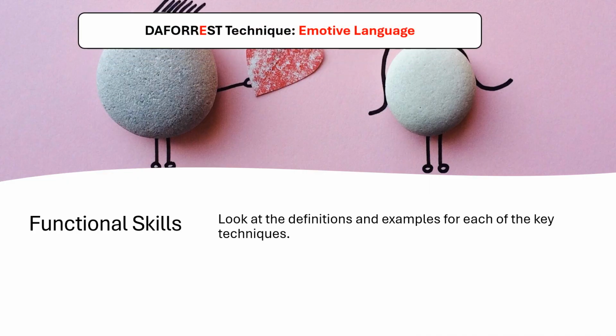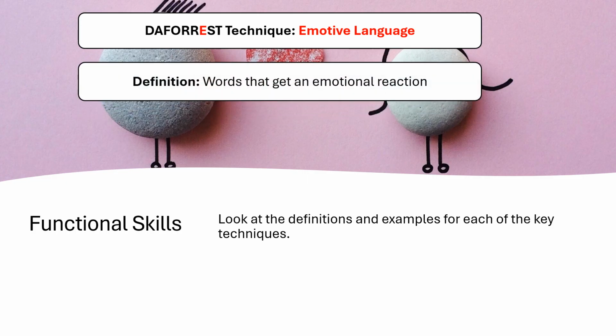Next we have emotive language. Now this is often quite a difficult one for a lot of people to grasp because it isn't simply about love or hate as the picture may suggest. In fact, the definition is words that get an emotional reaction. So instead of actually thinking about love and hate, these are words that get an emotional reaction in relation to those two ideas.